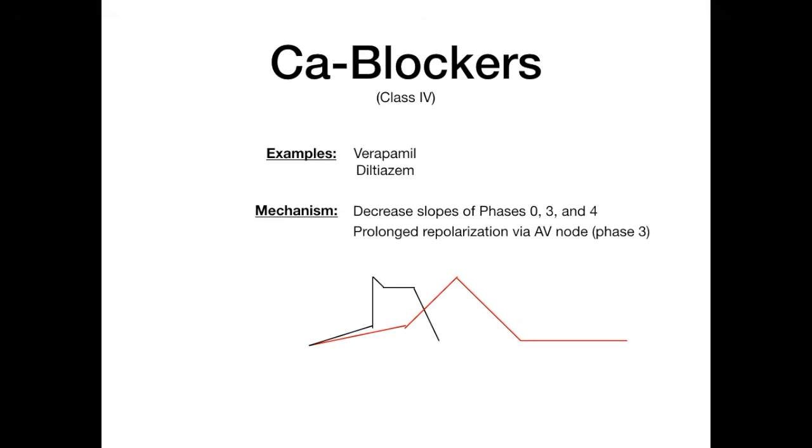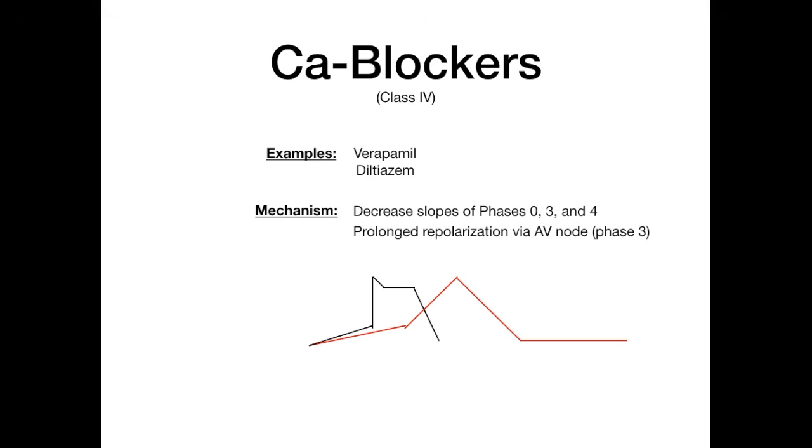So it decreases the slope of phase 0, phase 3, and phase 4. And for phase 3 specifically, it's prolonging repolarization by acting on the AV node. And this is why you can actually give calcium channel blockers in things like atrial fibrillation, where you want to suppress AV nodal activity. So how do you remember this, right?